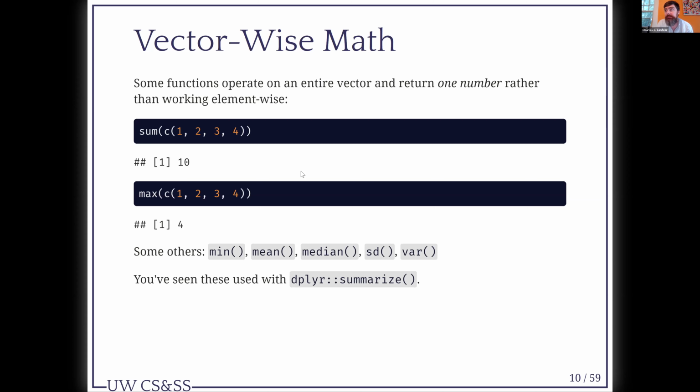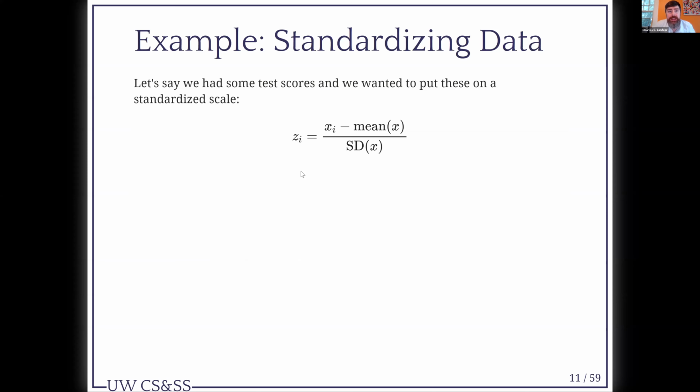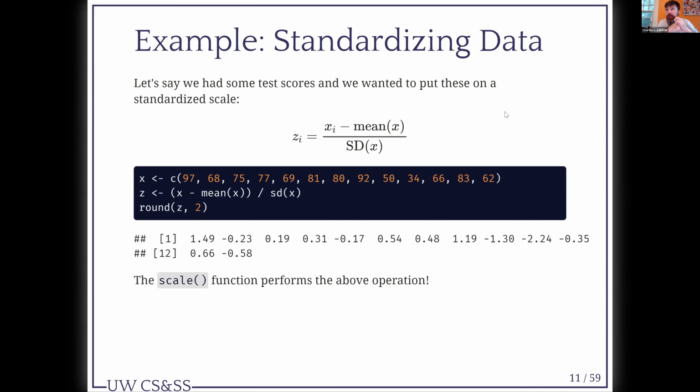Questions about that? Pretty good. We've seen these before. Okay, so here's an example of something you might want to do that you might not have realized involves a bunch of recycling of vectors. Let's say we had some test scores and we wanted to put these on a standardized scale. The formula for standardizing something, producing a z-score, is z equals each individual value of x minus the mean of all values of x, divided by the standard deviation of all values of x. We can take this exact formula and in R just do that same math.